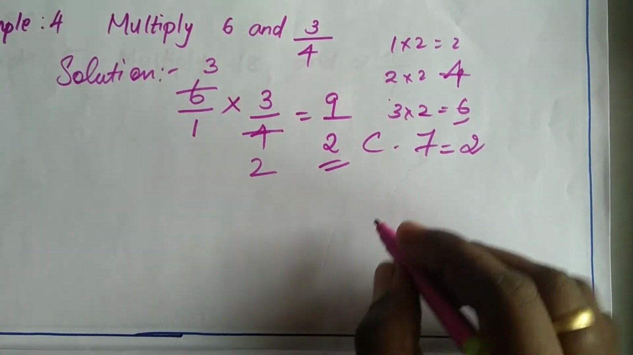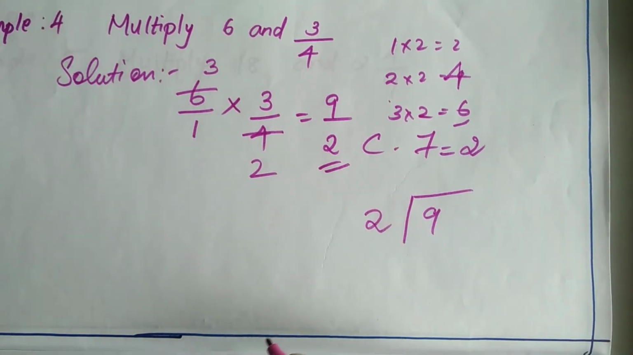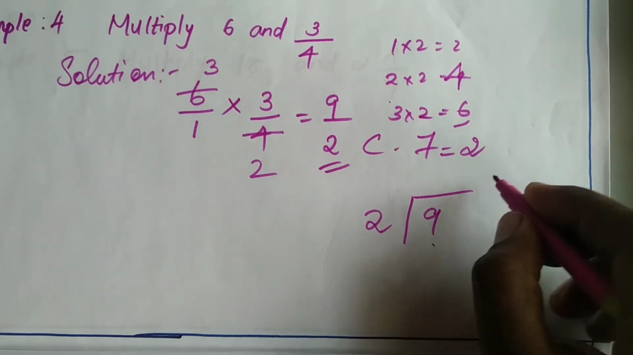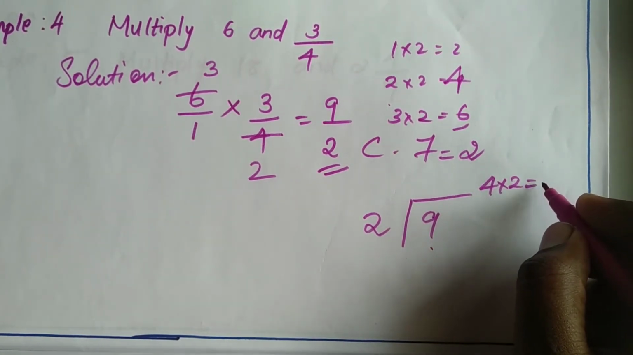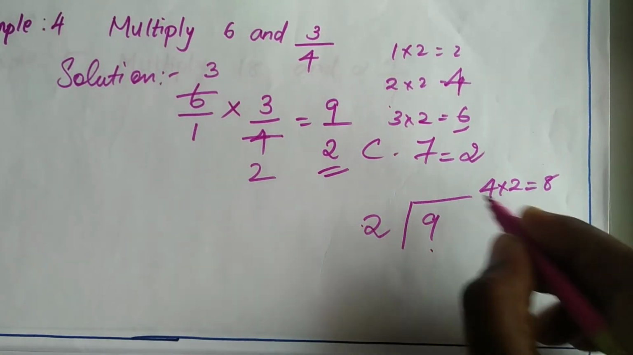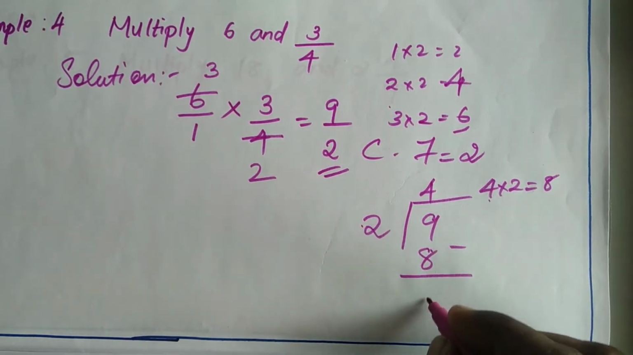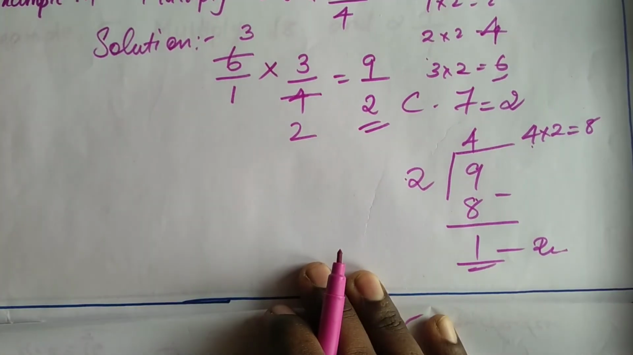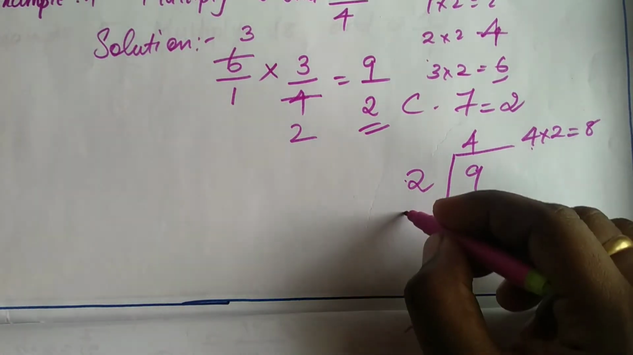You just convert this 9 by 2 into a mixed fraction. 9 divided by 2. In the 2 table, 9 is not there, so let me check the number less than 9. 4 2s are what? Yes, very good, it's 8. So 4 2s are 8, so the quotient is 4. 9 minus 8 is 1, so 1 is the remainder. We already learned how to convert an improper fraction to a mixed fraction. Just rotate this.